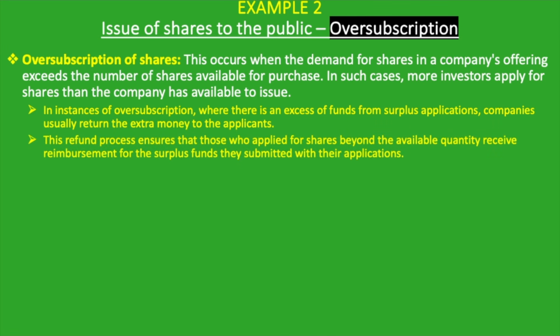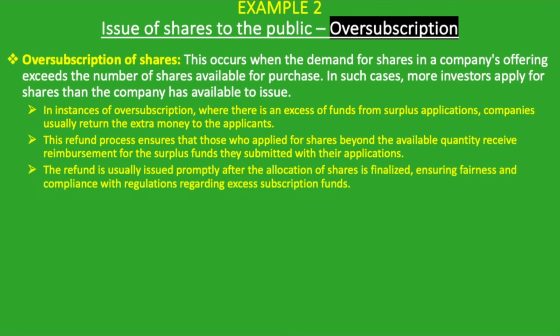This refund process ensures that those who applied for shares beyond the available quantity receive reimbursement for the surplus funds they submitted with their applications. The refund is usually issued promptly after the allocation of shares is finalized, ensuring fairness and compliance with regulations regarding excess subscription funds. Like I said, a company cannot just decide to say, hey, we've received more applications, let's issue more shares. No, you're only issuing what you have welcomed applications for. So if you've said in your prospectus, I'm issuing 10,000 shares, that is the maximum that you're going to issue in that particular application. So whatever money you've received extra, you'll have to refund to the applicants.